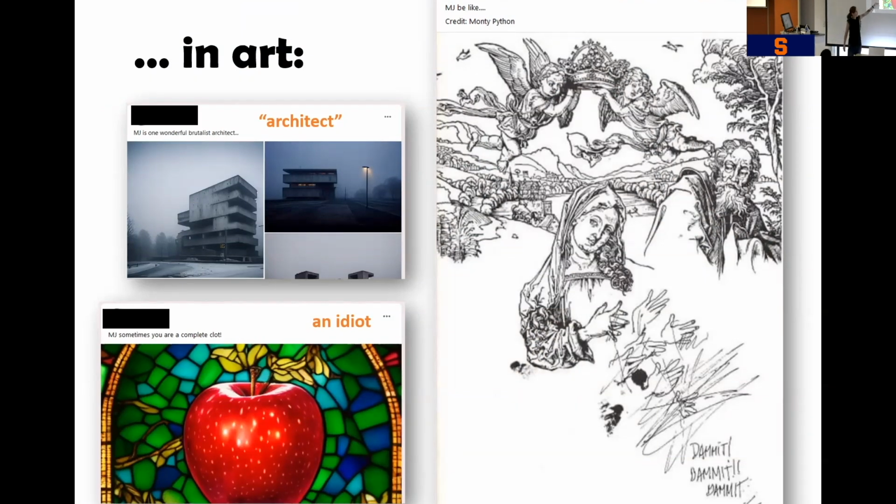This one's an idiot because you can't really see it. It was a little offensive, so it's cut off as far as the image that it had generated, right? It is a wonderful brutalist architect. And then, as I had mentioned, Midjourney is really terrible at drawing hands. And so they're trying to kind of make fun of it, that Midjourney is a frustrated artist because it keeps trying to draw hands and it can't do it, and damn it at the end.